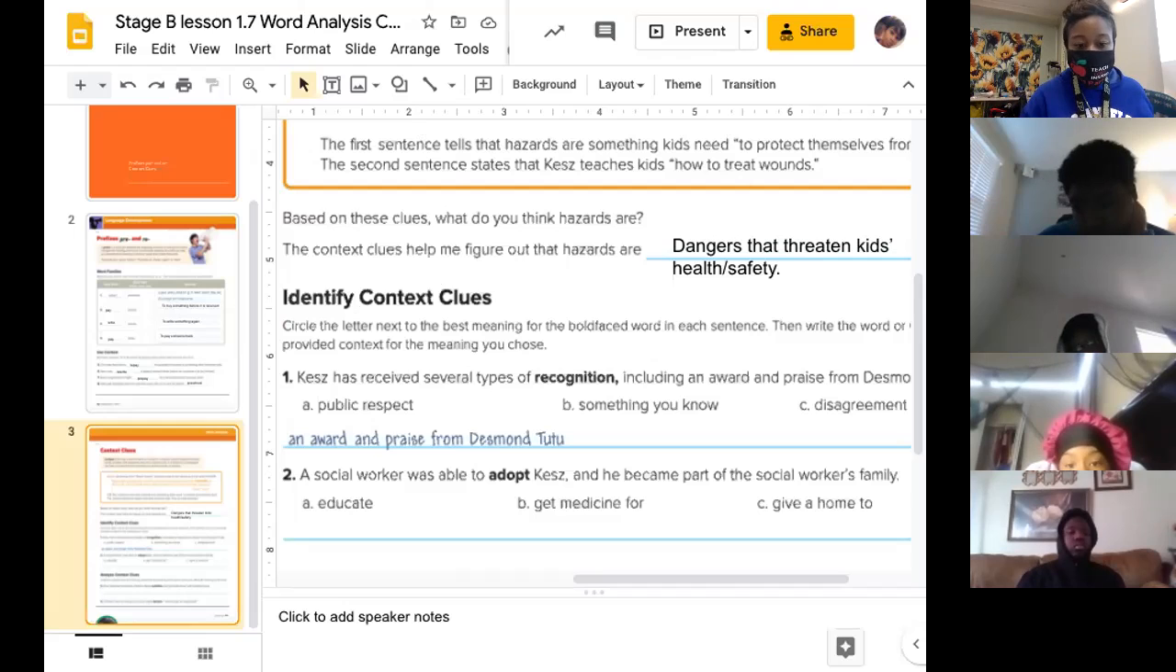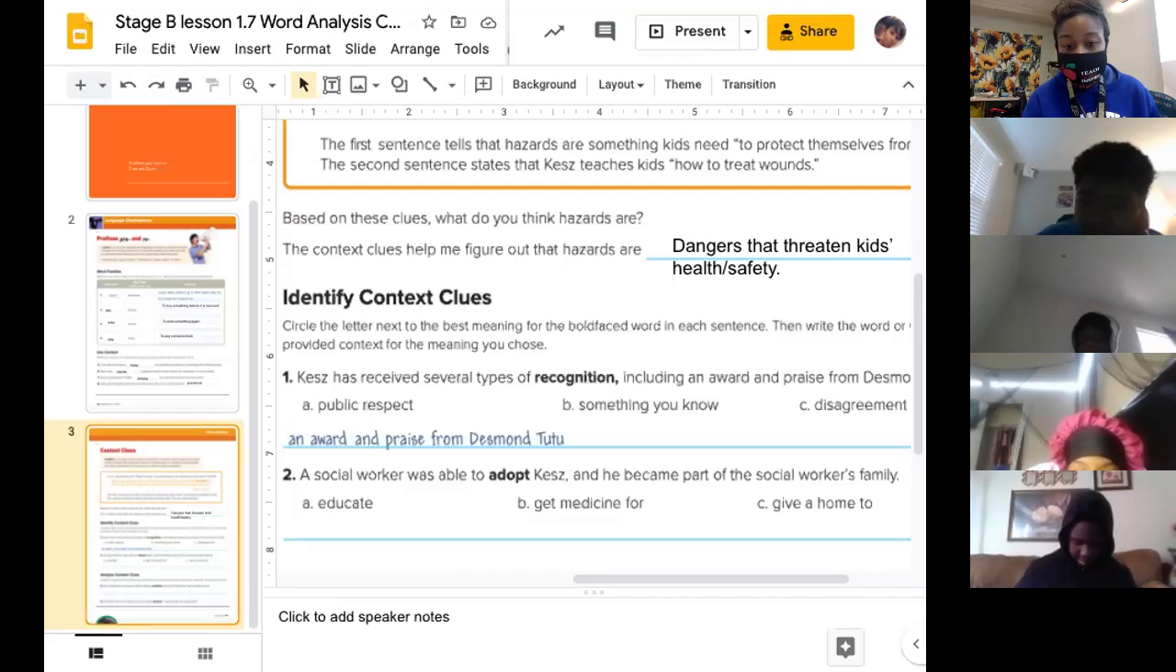So you guys are going to be completing number 2, and then we're going to go over it, and then we'll look at the next analyze context clues. So I'll give you guys two to three minutes to complete number 2. You're going to read the sentence, and then you have to select the meaning that best describes what the bold-faced word is. All right. So I'll give you guys till 10:10.